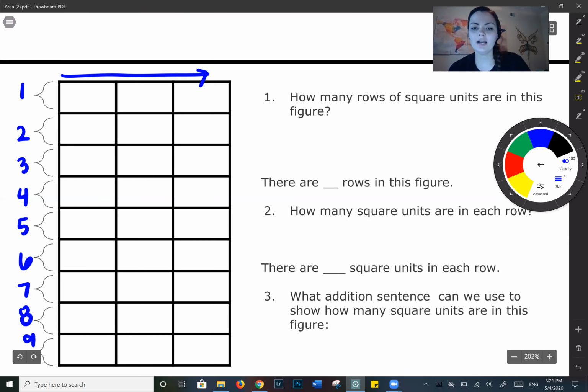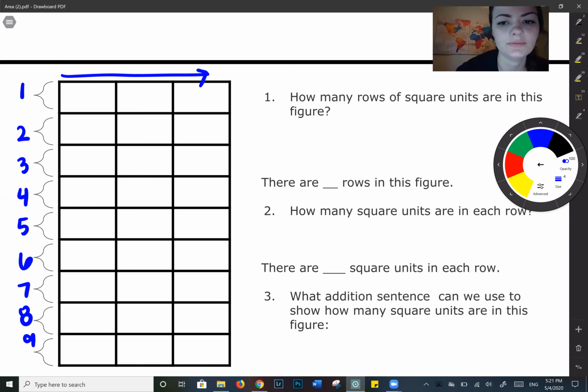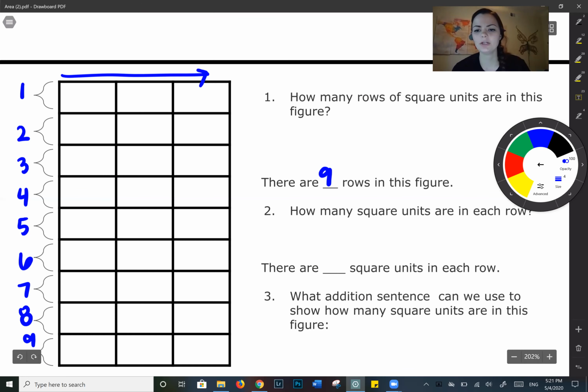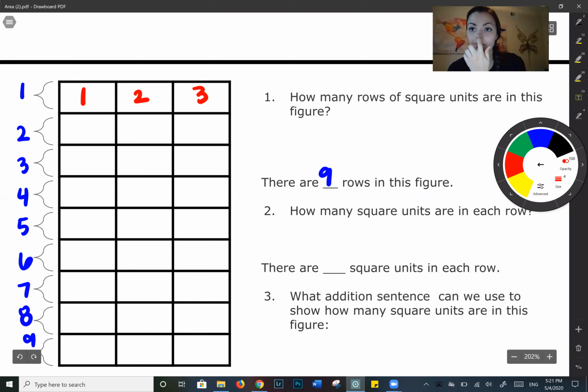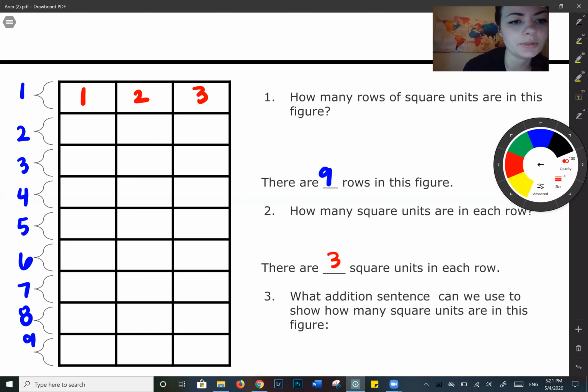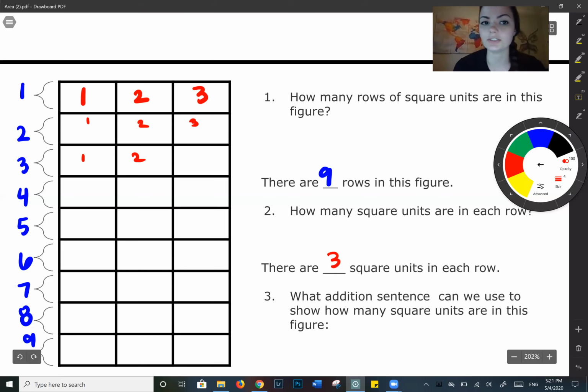So there are 9 rows in this figure. How many square units are in each row? The rows each have the same amount of square units. So in one row we have 1, 2, 3. Every single row is going to have 3 square units in each. Right, we see that. This one also has 1, 2, 3, 1, 2, 3, and so on and so on.